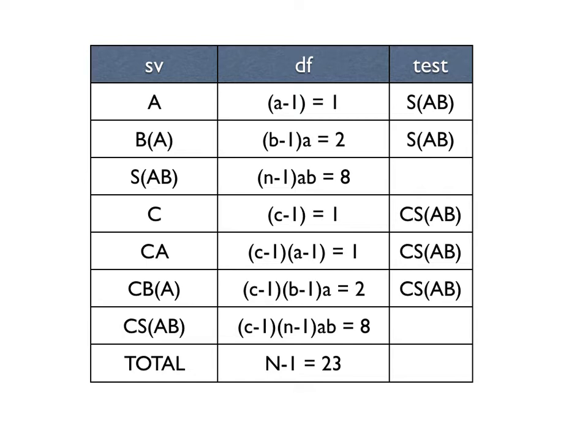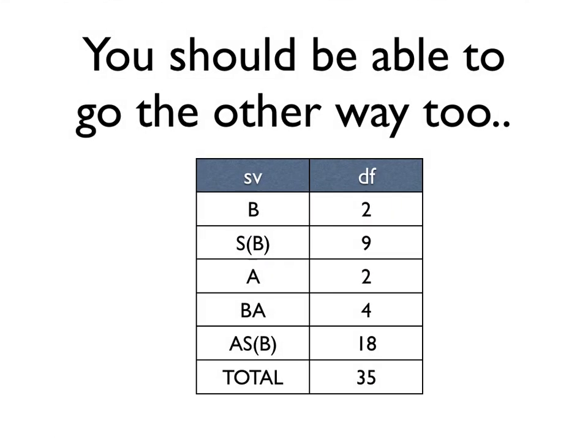And we're going to test everything with the thing below it that has subjects in it. A, that's very good. B within A, there you go. So it's an annoying kind of design, but it can be done. You should be able to go the other way too. I talked about how on your final exam, I guarantee you there will be questions that give you a design and ask for the source of variation degrees of freedom table. There will also be questions like this.